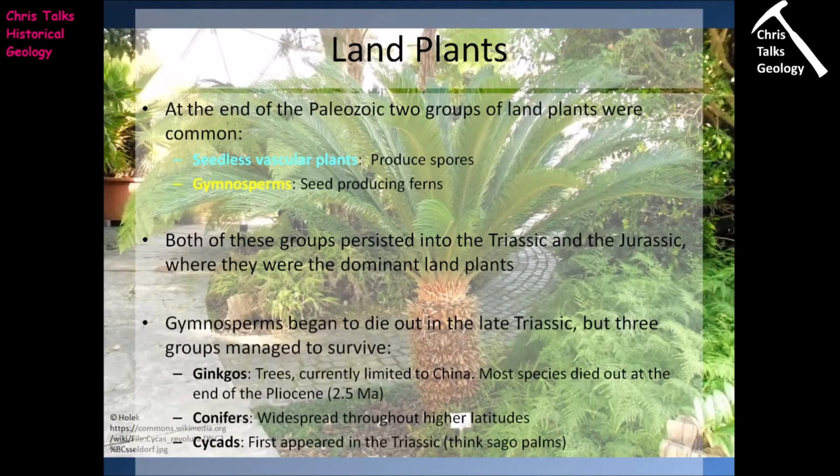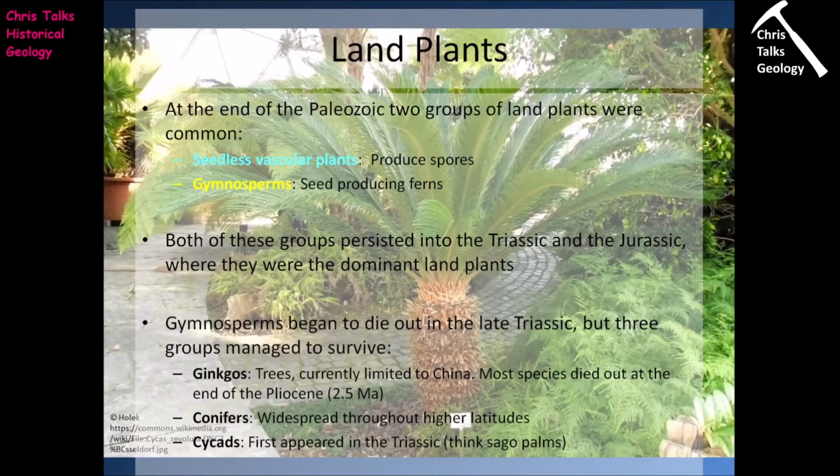So we've done the marine invertebrates and the marine phytoplankton, so now we're going to move on to the land plants. So at the end of the Paleozoic we had two groups of plants. So we had the seedless vascular plants, which if you remember are a group of plants that produce spores. Those spores will then go to form gametophytes, and gametophytes will then go to form a type of plant called a sporophyte, which is the adult plant.